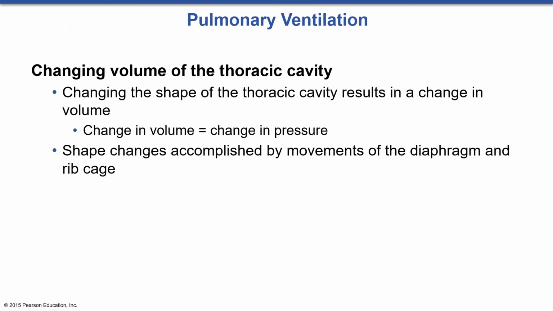Pulmonary ventilation refers to the actions of breathing, and the actions of breathing involve changes in the volume of the thoracic cavity. This applies the direct concepts of Boyle's law on the inverse relationship of pressure and volume. As we change the shape of the thoracic cavity, this results in a change in volume. An equal change in volume equals a change in pressure. Shape changes are accomplished by movements of the diaphragm and rib cage.